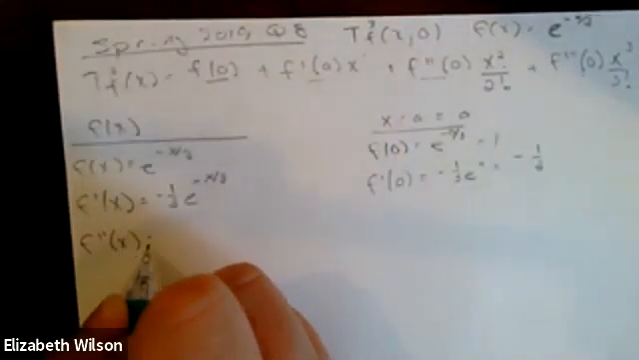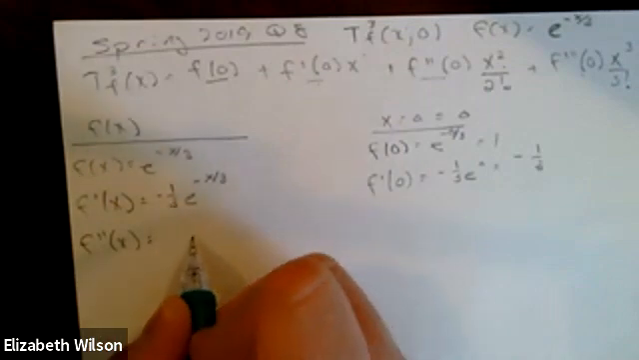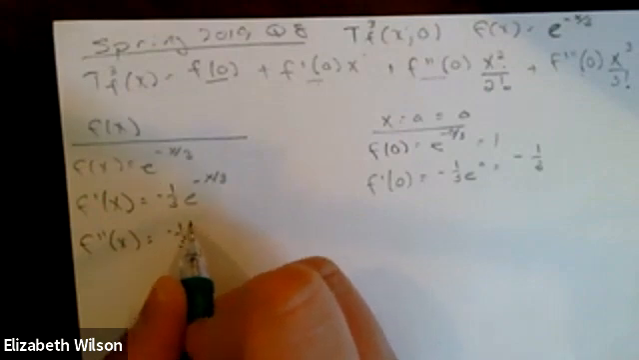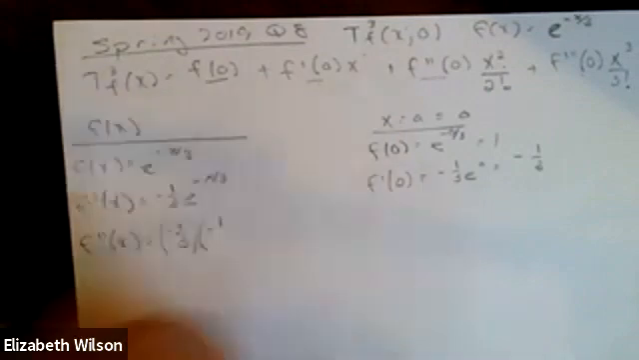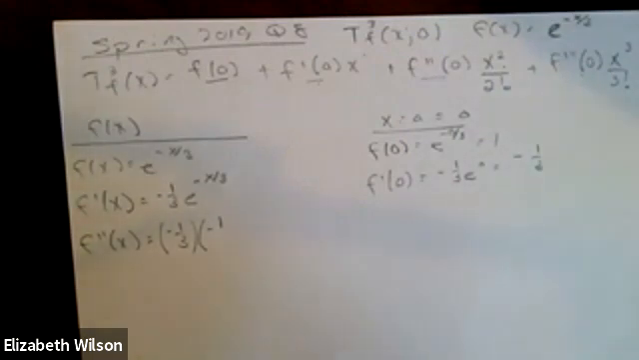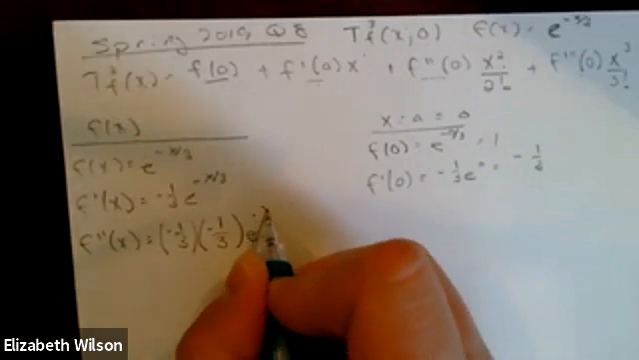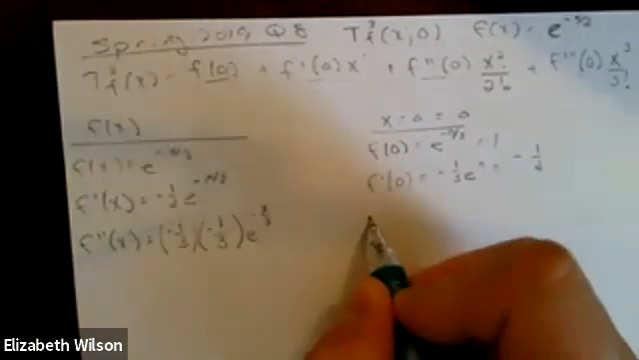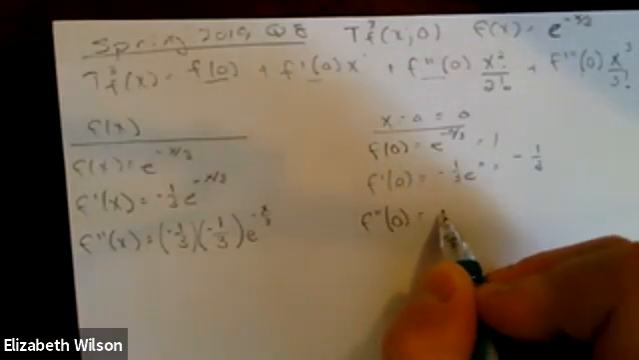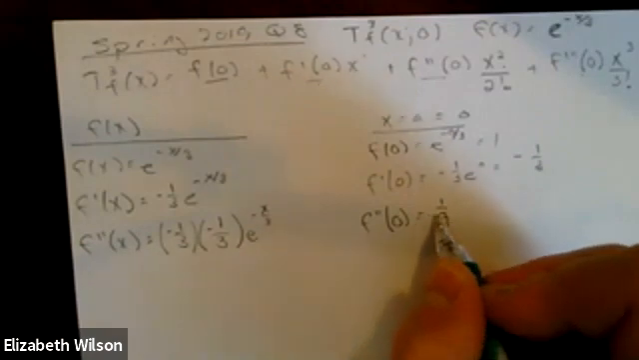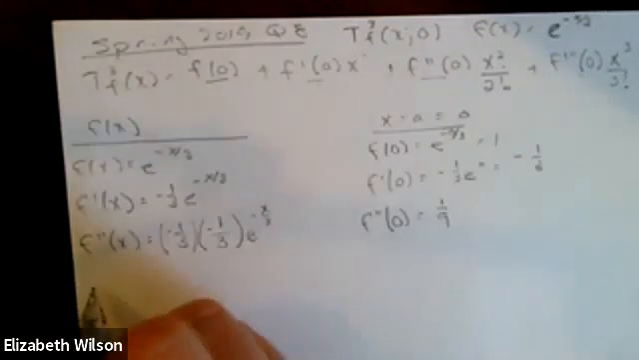Second derivative. I've got my coefficient from before, and I've got my new coefficient, so I'm going to go minus 1/3, that comes from my chain rule, times the minus 1/3 from before, e to the minus x over 3. Now I'm going to evaluate that where x equals 0. So I'm going to get positive 1/9 times e to the 0, which just gives me positive 1/9 because e to the 0 is equal to 1.